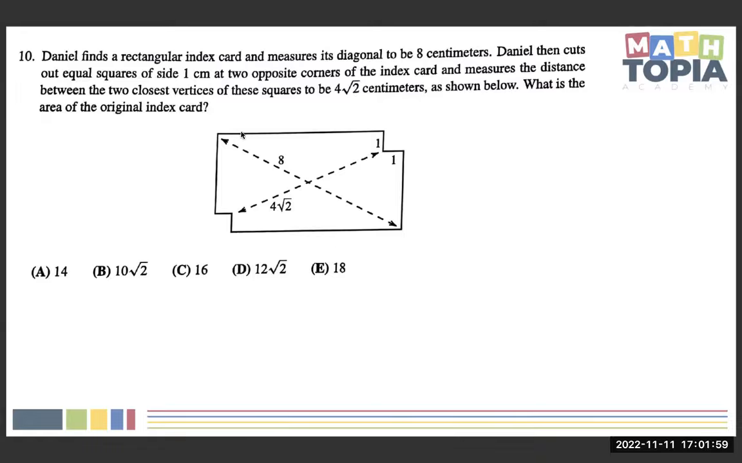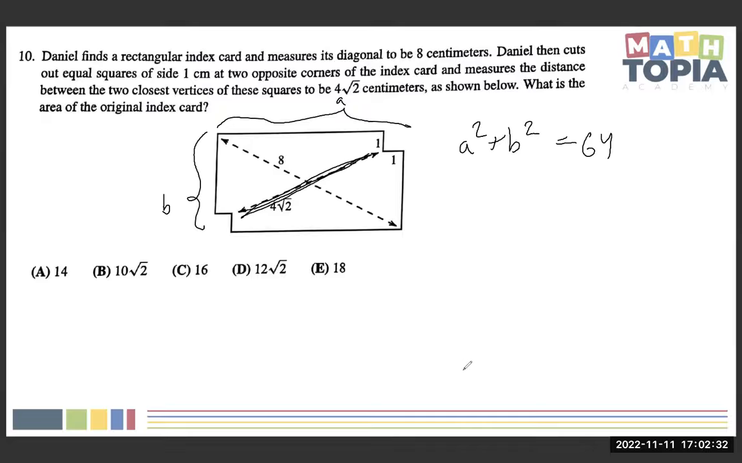Well, there are two variables that we need to keep in mind here. One is the length of the index card, one is the width. Let's call them A and B. Let's call this A. Let's call this B. Okay, well, what does this 8 mean then? Well, 8, that's the full diagonal, right? Well, by the Pythagorean theorem, that means that A squared plus B squared is equal to 8 squared, which is 64.